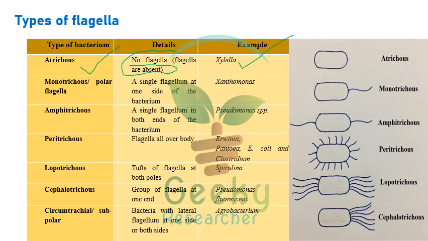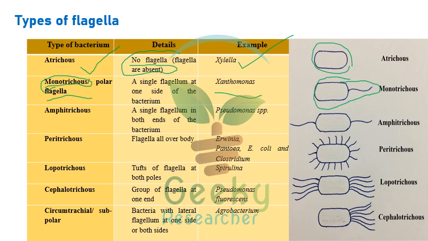When it comes to monotrichous or polar flagella, mono means single, trichous means hair or flagella, which means a single flagellum is present at any one side of the bacterium. For example, Xanthomonas. Atrichous means no flagella is present. So in monotrichous, only one single flagellum is present at any one side, maybe the left side or the right side. The best example is Xanthomonas.